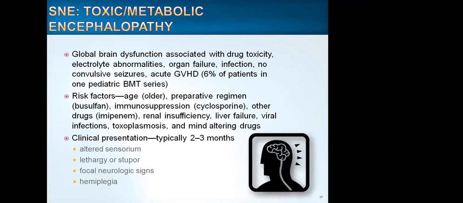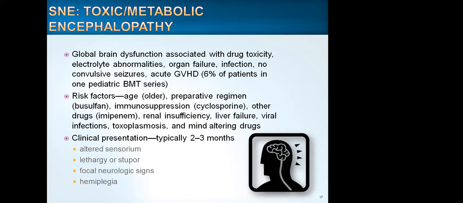Then there is toxic metabolic encephalopathy, which is global brain dysfunction associated with drug toxicity. Electrolyte abnormalities will be there, organ failures may happen, infection, and conversion to seizures will be there. Acute GVHD is seen in 6% of patients, and in pediatric patients it can be serious.